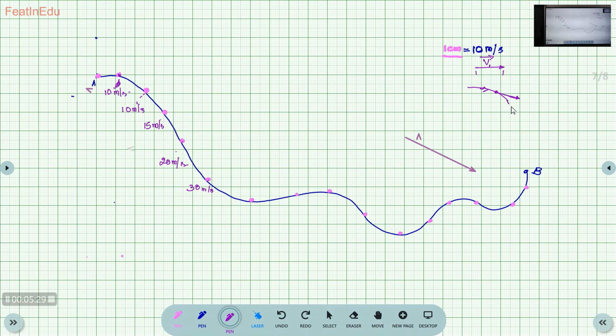Got it? So now here if I say the speed is 20 meters per second, then you will draw another line which is tangential, but the length of the line will be 2 centimeters. Correct? Understood? So like that, when I give you different speeds. So now on the sheet, here at this point.